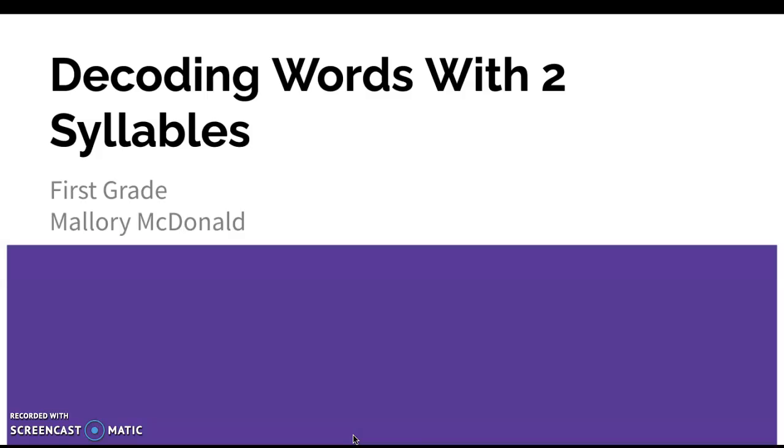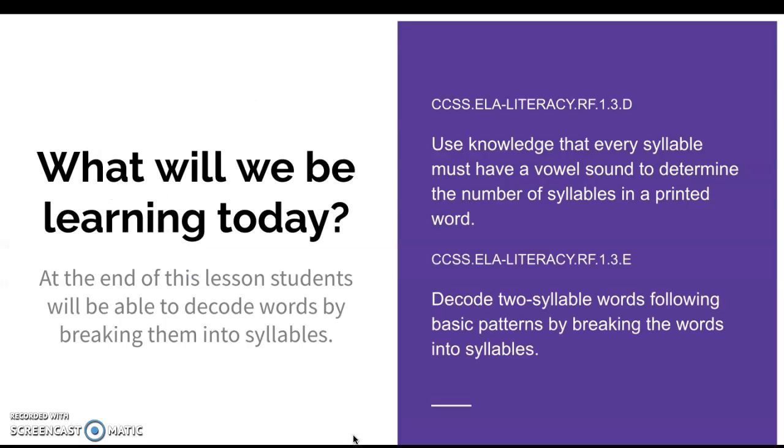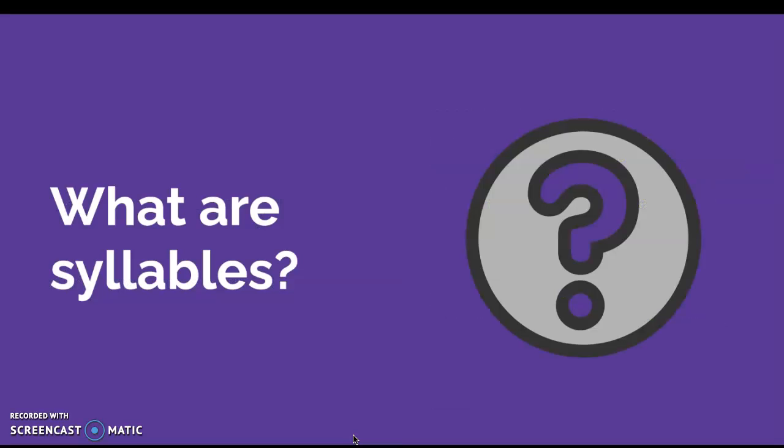Hello first grade, so today we are going to be working on decoding words with 2 syllables. So what will we be learning today? At the end of this lesson, students will be able to decode the words by breaking them into syllables. So we want students to use knowledge that every syllable has a vowel sound to determine the number of syllables in a printed word. We also want students to decode 2-syllable words following basic patterns by breaking the words into their syllables. So, what exactly are syllables?